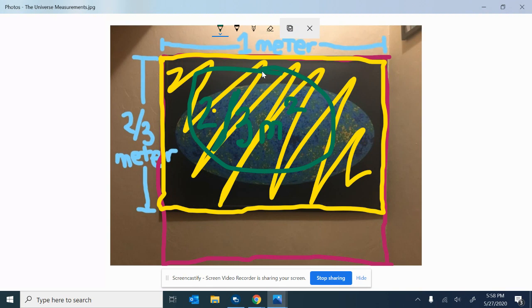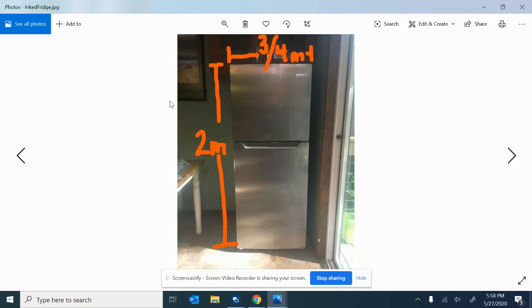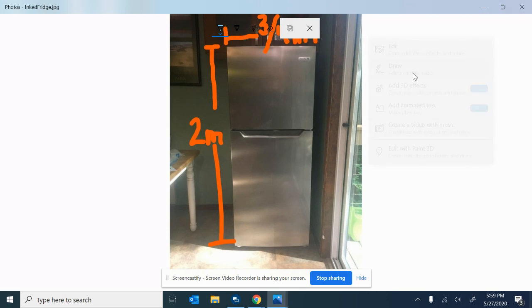Okay, so now let's move on to something a little tiny bit more complex. We're going to look at a fridge. And this fridge measures 2 meters by 3/4 of a meter. So essentially, we're going to do the exact same thing. I'm going to show what 2 meters by 1 meter would look like to start off. And this is going to be particularly important when we start to do fractions by fractions tomorrow.